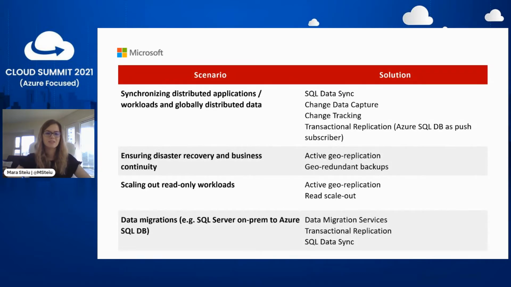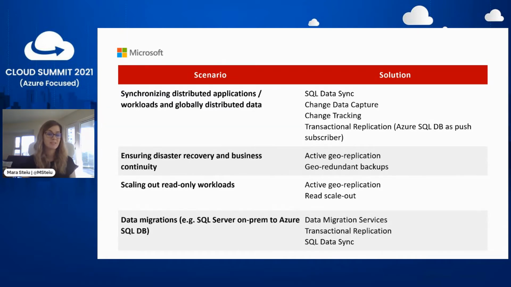As I was telling you, we've seen our customers use replication technologies for multiple scenarios. You might want to synchronize your distributed applications or workloads that are globally distributed. For instance, for the distributed applications, you might store different workloads, so one production database and another analytics workload database, and you want to make sure those are synchronized. For such needs, you have several solutions like Sync, change data capture, change tracking, and transactional replication. We are going to explore all of them today.